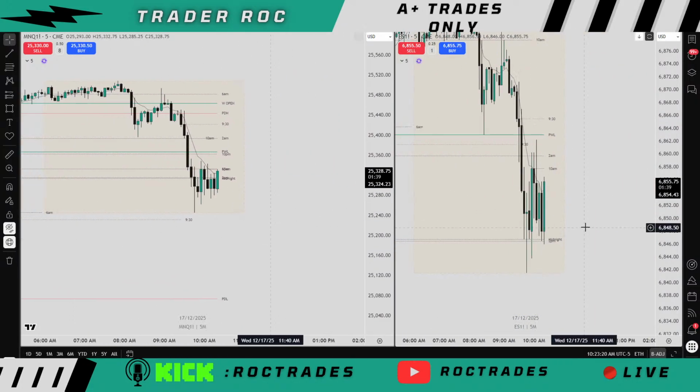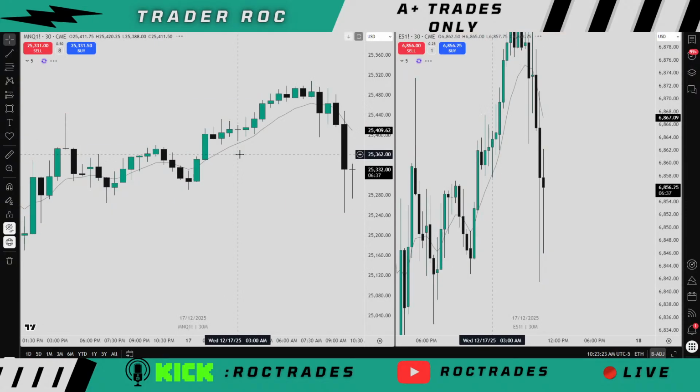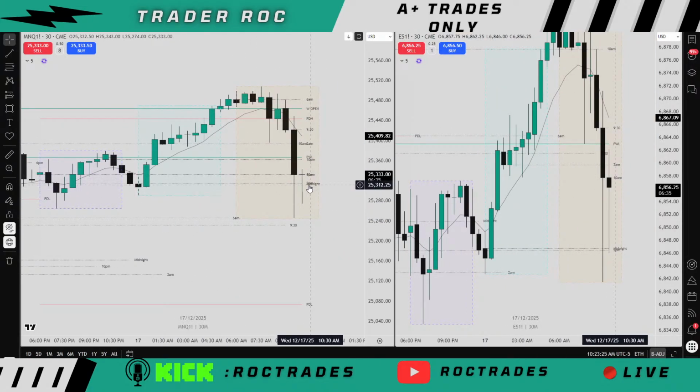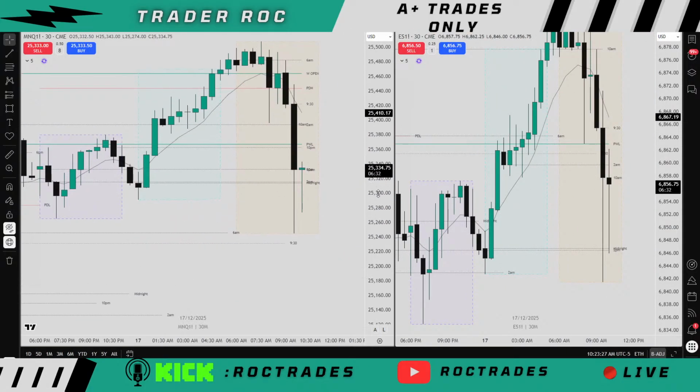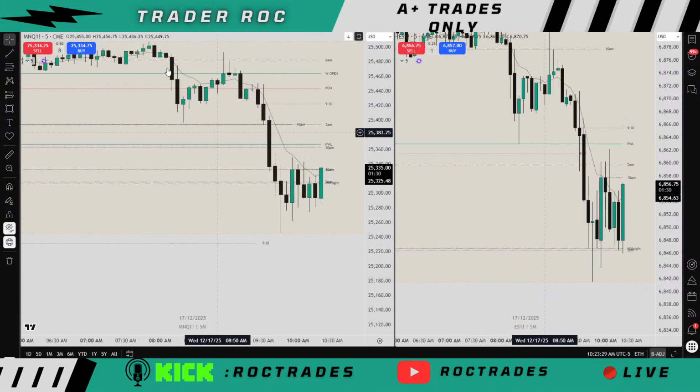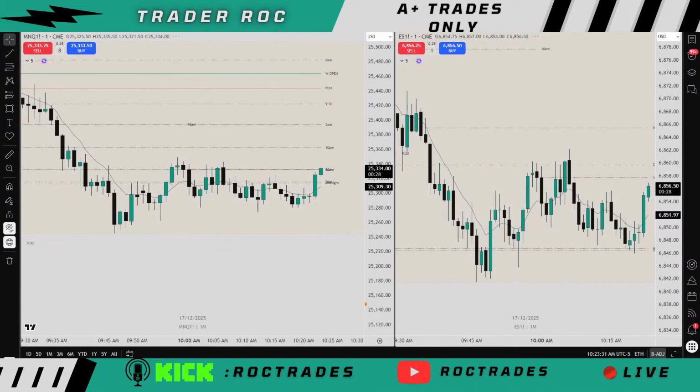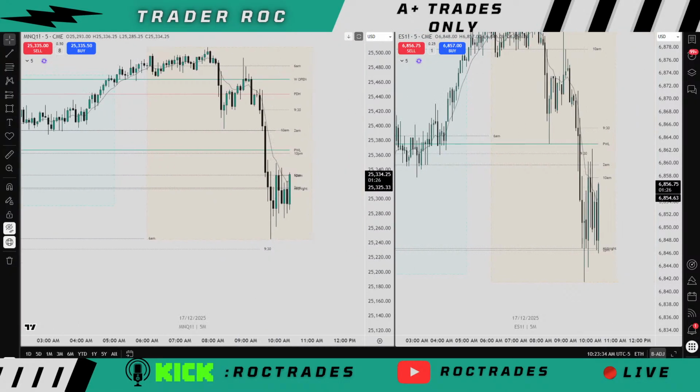And here we go. Here goes that speed, right towards the end of this 30-minute candle, showing us that it's going to wick this area. Let's see if we can start getting involved here. Let's go.